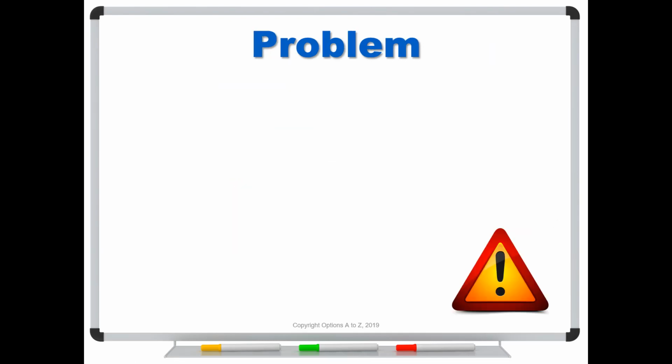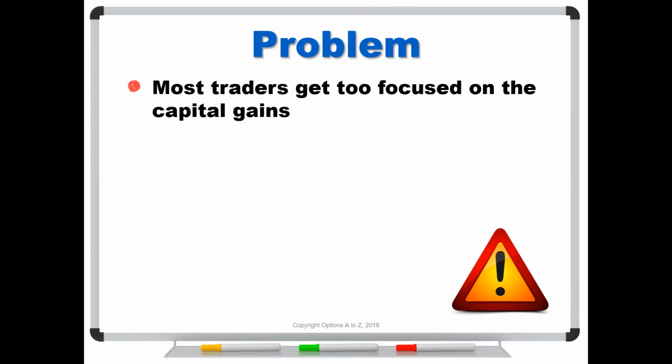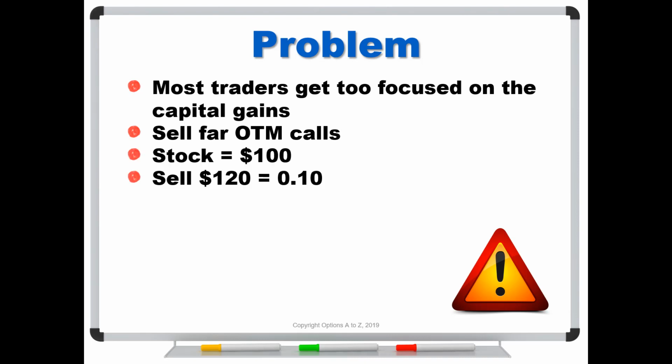Now, here's where the problem comes in for most traders. Most traders get too focused on the capital gains, and they like to sell these far out of the money calls because they think that that's making the strategy more valuable. So for instance, if the stock is 100, they might sell the 120 strike for 10 cents. And they say, oh, I could make $20.10 from the covered call. Well, not really. You only made 10 cents from the covered call. The first 20 of those dollars came from the capital gains. It had nothing to do with the strategy.